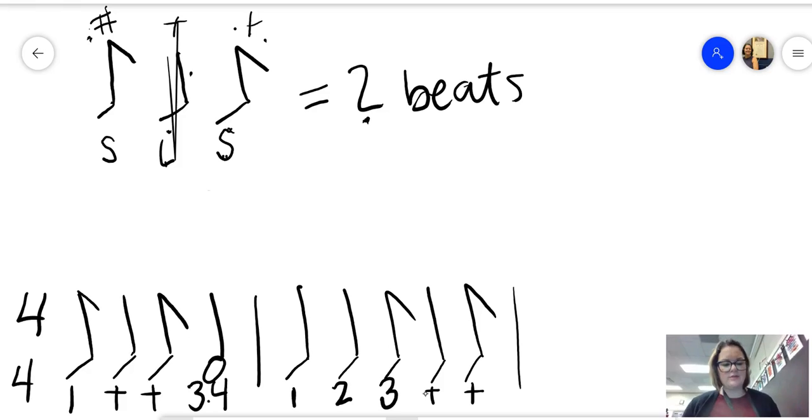So the way that would sound would be like this. 1 and 3, 4, 1, 2, 3, and. You have to hear that first and needs to be longer than the number because it's only an eighth note. Okay, you just have to look at the value of the rhythms, and that's going to help you read syncopation.